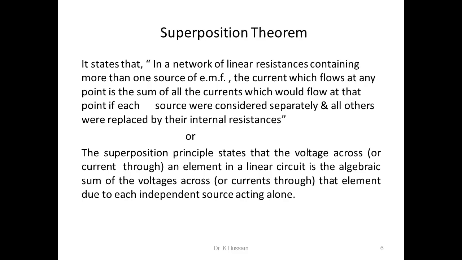Here both meanings are the same, but the second definition gives the statement in a simple manner. The voltage across or current through an element in a linear circuit is, if you are taking the voltage across that element, for example V, and two sources are there, if you assume V1 is one source and V2 is the other source.